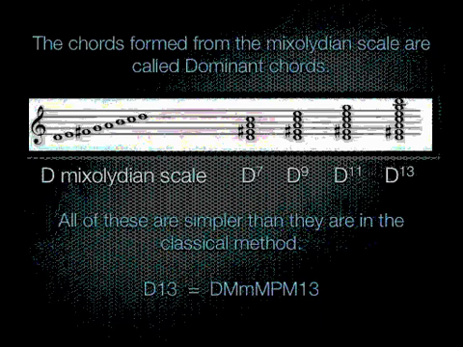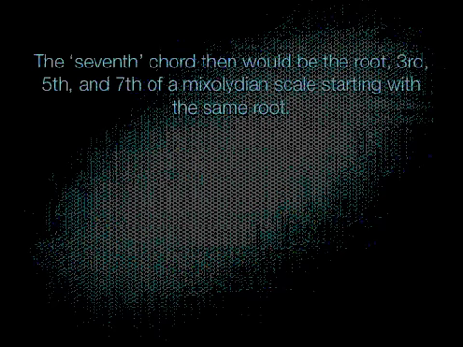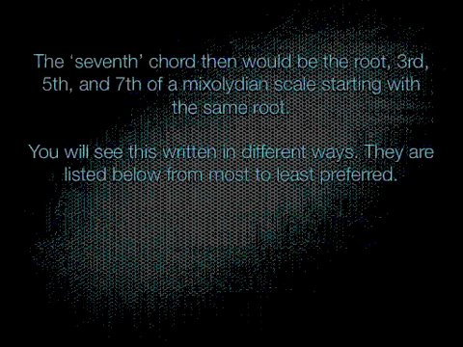And notice that these are way simpler than what you would use to write them in the classical music method. However, they do presuppose that you know that they are from the mixolydian scale, so that you already know what interval types you'll be dealing with here. The 7th chord then would be the root, 3rd, 5th, and 7th of the mixolydian scale. And we can write it in several ways. I've seen it these two ways.